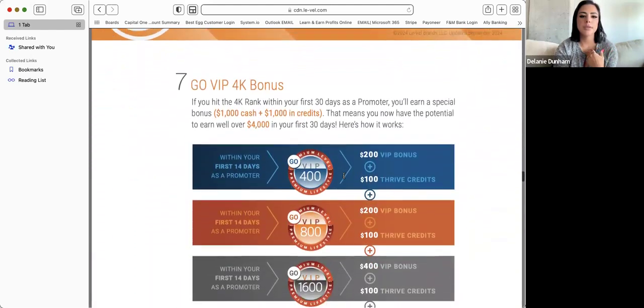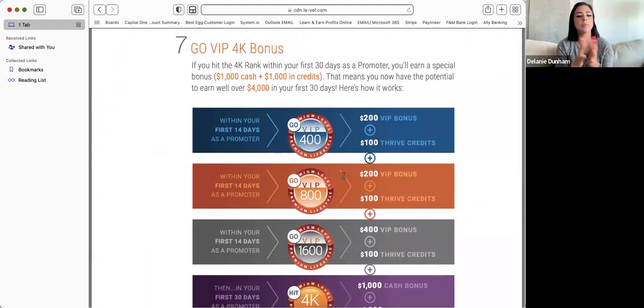So this is also a newer bonus that we've implemented that's permanently in the comp plan, which I love. So when you hit the first rank in the company, we have 5 ranks. We have 4K, which stands for $4,000 in sales, 12K, which stands for $12,000 in sales, 40K, 80K, 200K. We have 2 extra ranks on top of that, but for the purpose of this, let's just focus on those core 5.